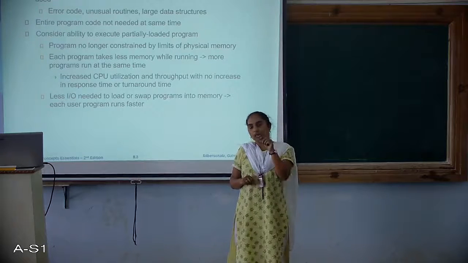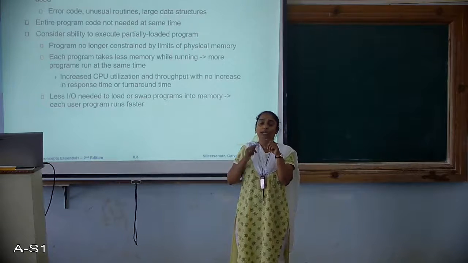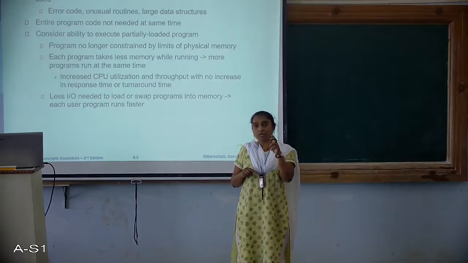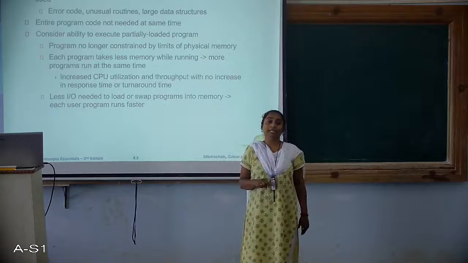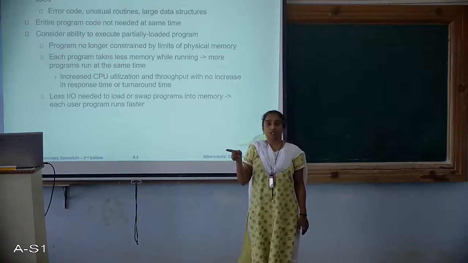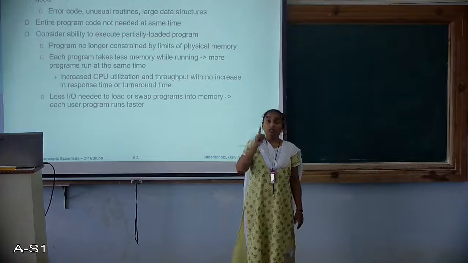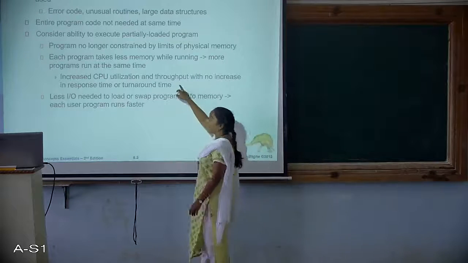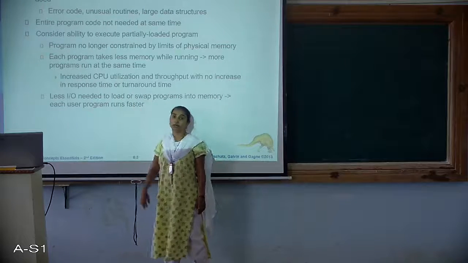Instead of that, you can only allocate the memory that is required currently, and as and how you require, you go on allocating the memory. If there is memory that is unused, you can give that memory to some other process, and some other process can reside in the main memory, and you can have a higher degree of multi-programming, and more CPU utilization and throughput, and at the same time you will not have an increase in response time and turnaround time.